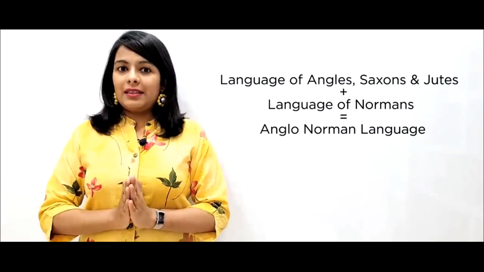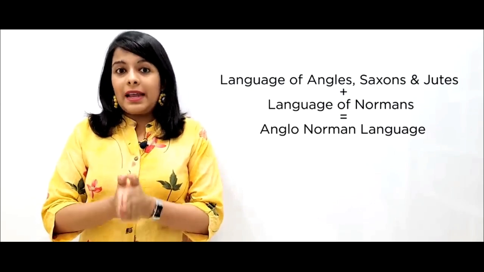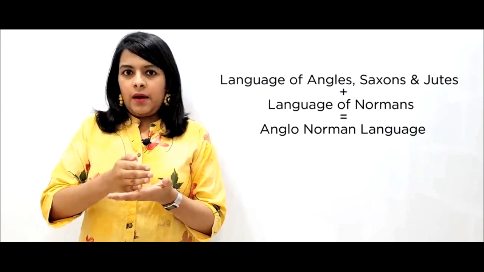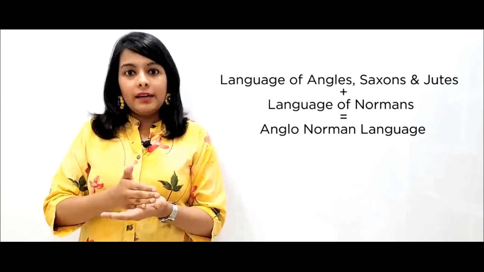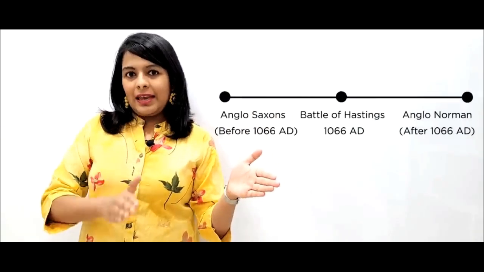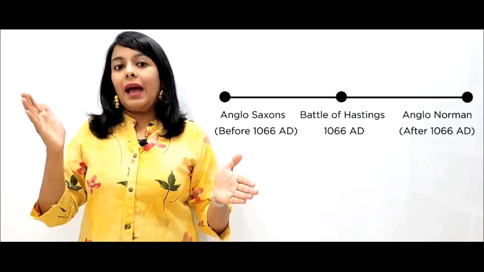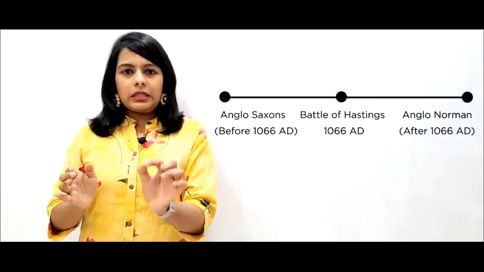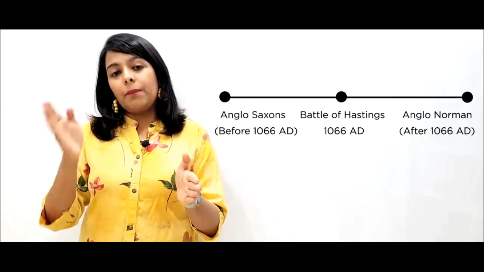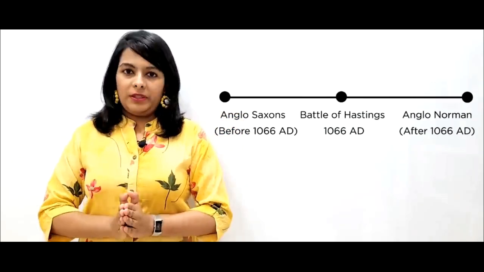Now, another interesting thing that you need to understand and pen down is the fact that this Battle of Hastings divided the English literature period into two sections, Anglo-Saxons, and then after Battle of Hastings came Anglo-Norman. So 1066 से पहले we had Anglo-Saxons, 1066 से बाद we had Anglo-Normans.